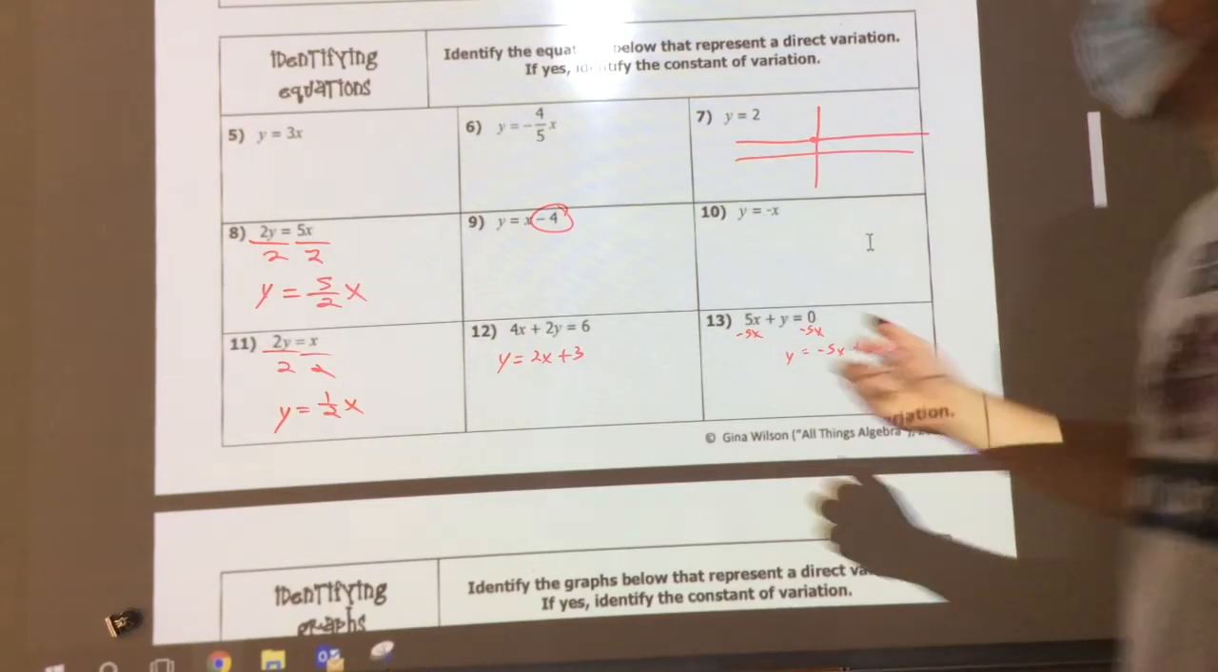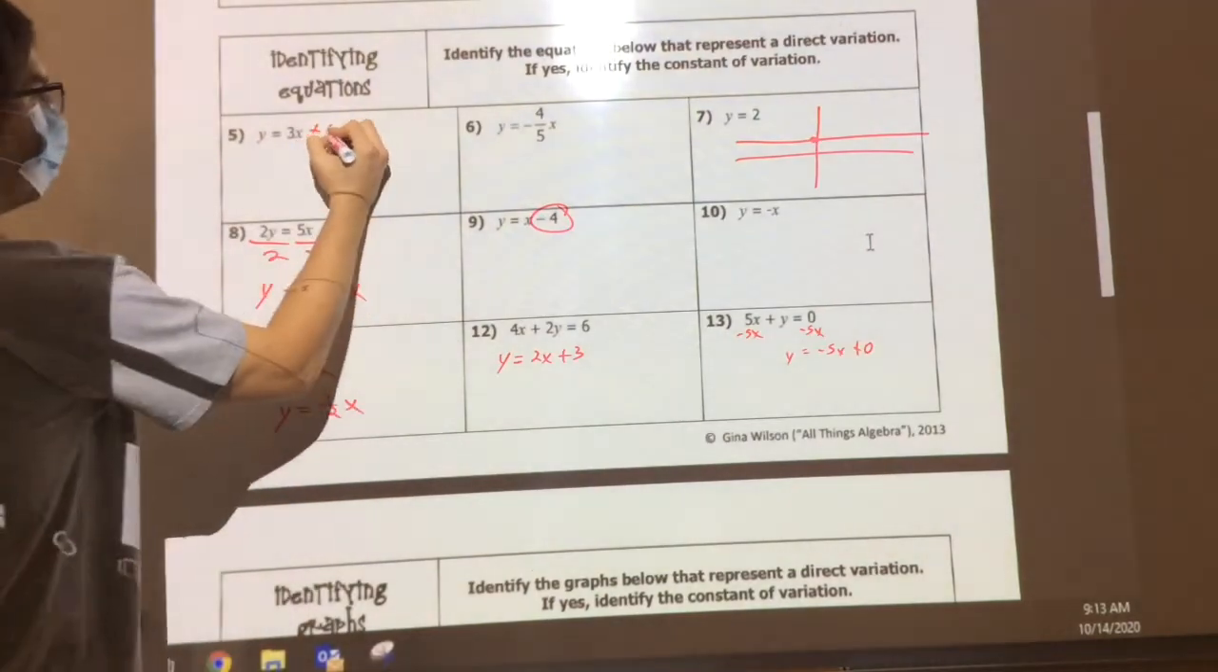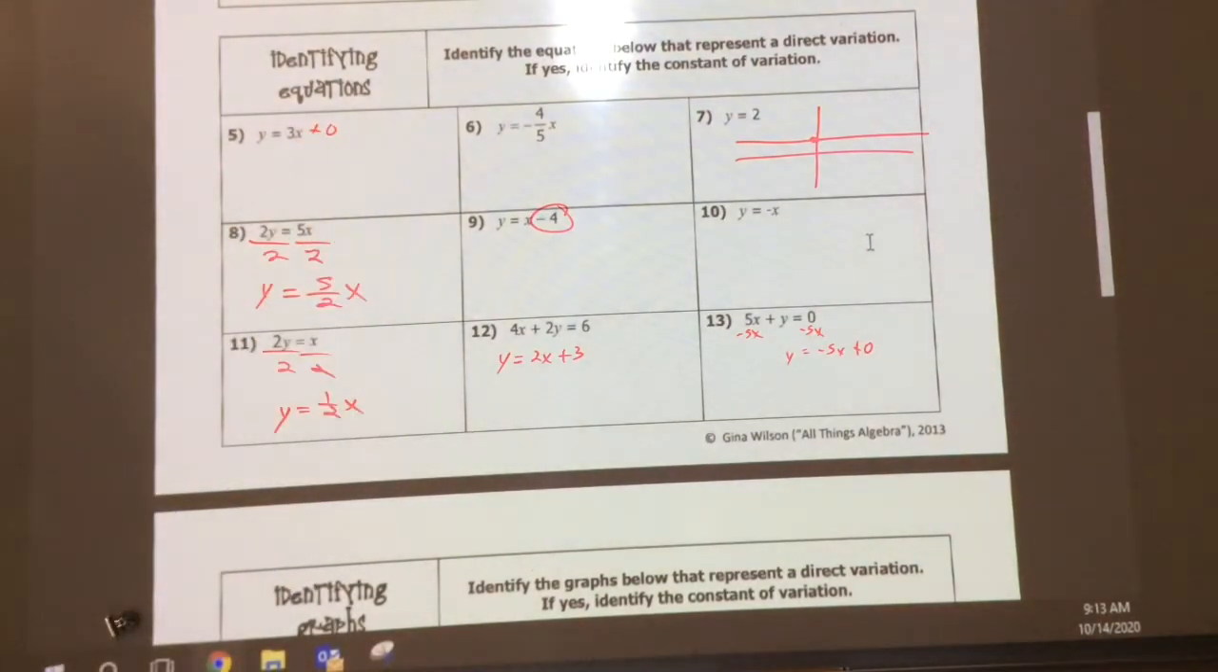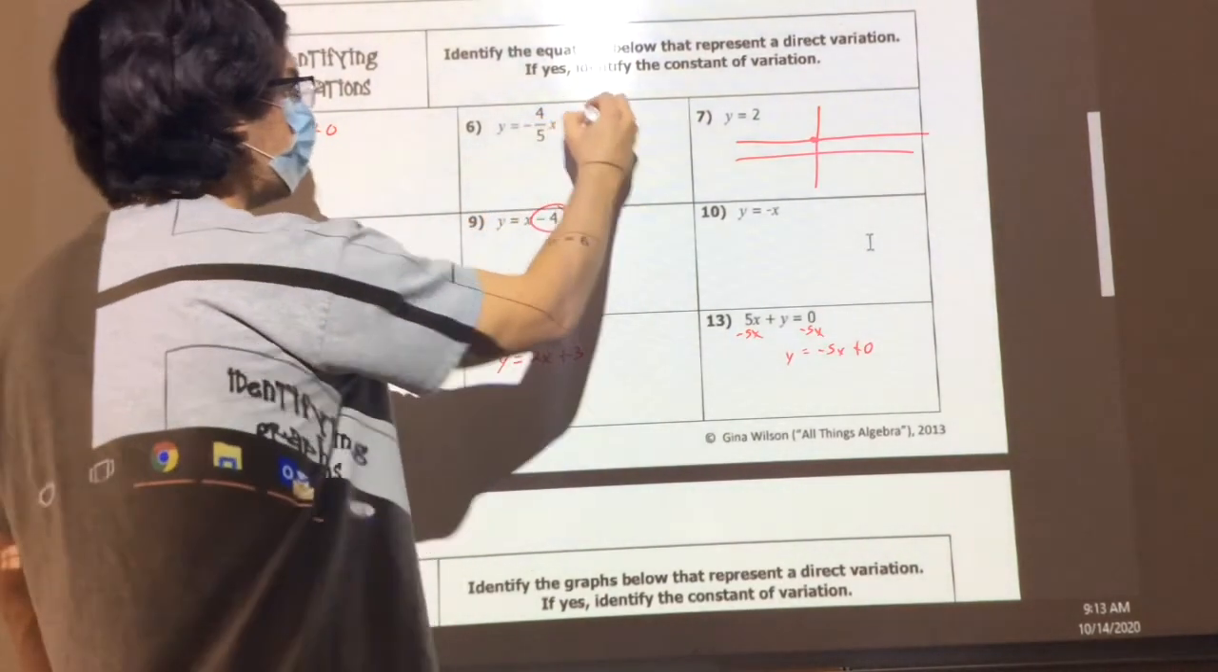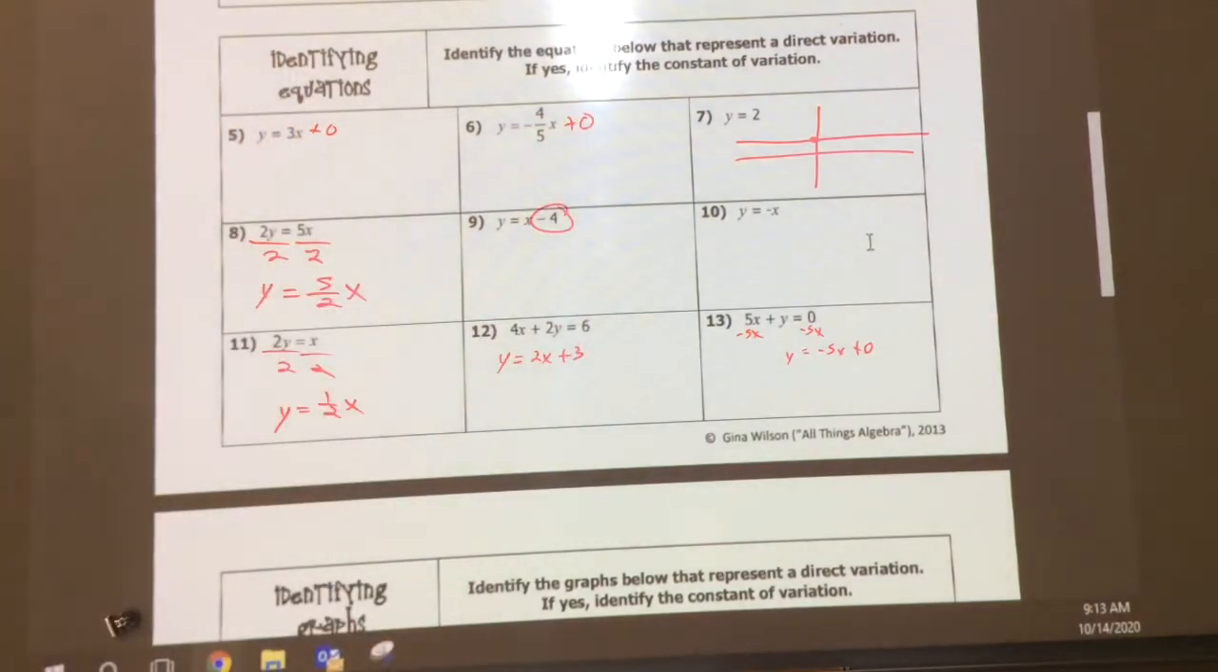If I go back to all of these, and I add a plus 0, does that change that problem at all? No. If I go up here and I add a plus 0, does that change the problem at all? If Carter has $10 and I say I'm going to give him $0, how much money does Carter have? So does it change anything? Okay. All right, so let's go to the next section.